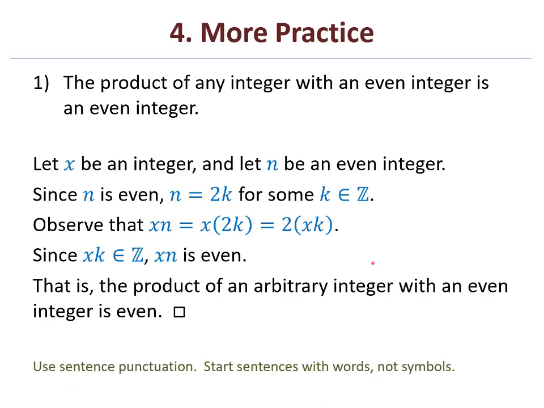Use sentence punctuation. Look how I have periods at the end of my sentences. Even at the end of a mathematical equation, it gets a period. And it's good practice. It's more tradition than a strict rule. But start your sentences with words, not symbols. See how I have let, since, observe, that is. So start your sentences with something English.